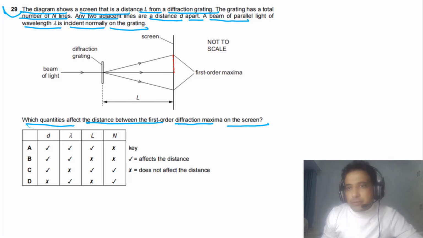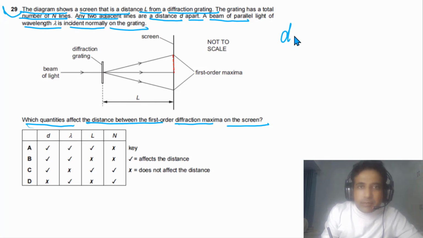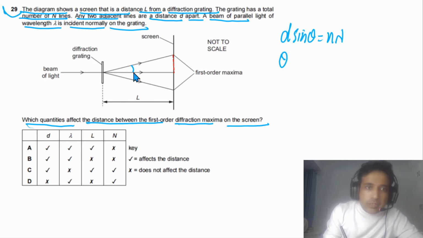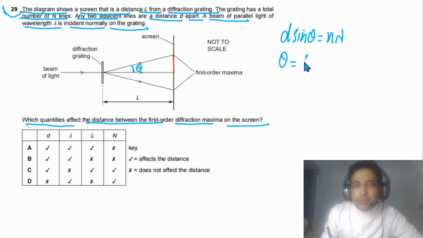For this distance, we need to understand that d sine theta is equal to n times lambda. In this case, we are talking about first order maxima, so n is equal to 1. And this distance depends on this angle theta. So theta will be equal to sine inverse of lambda over d, with n equal to 1.